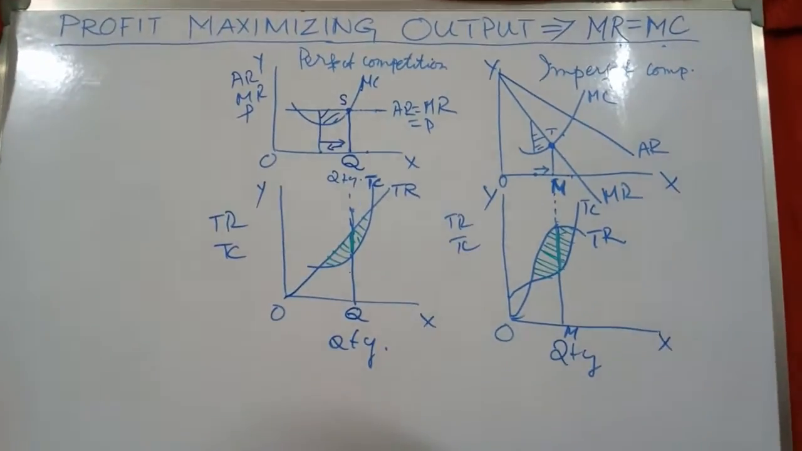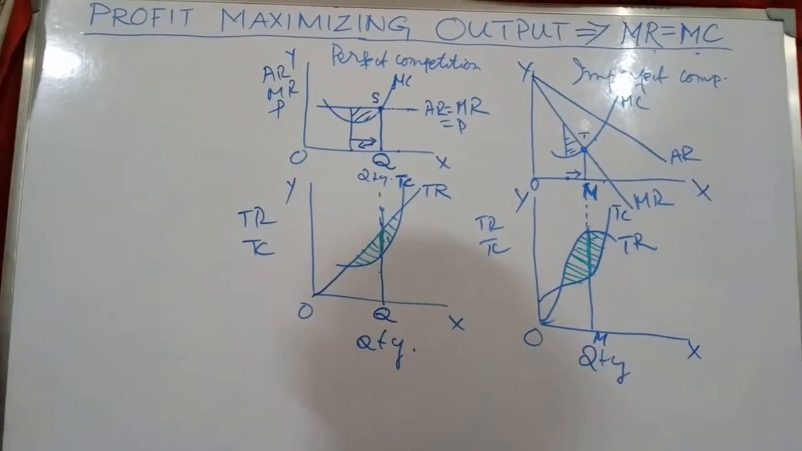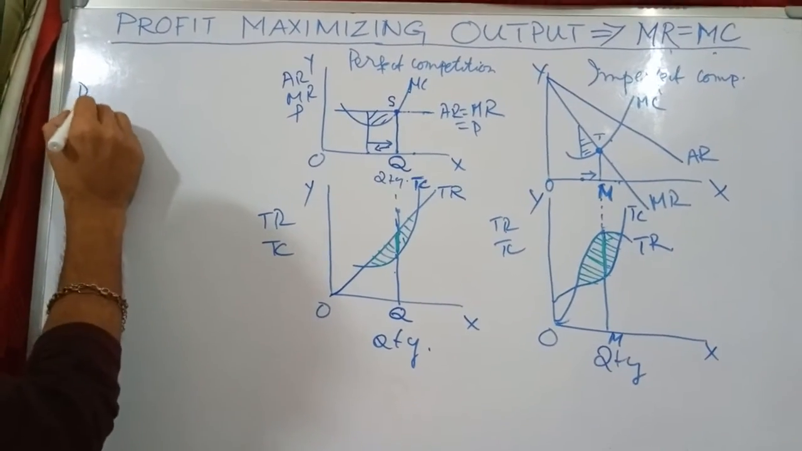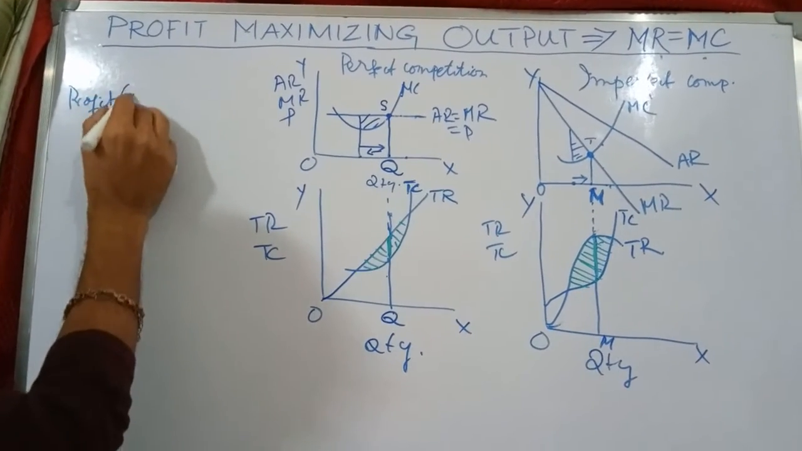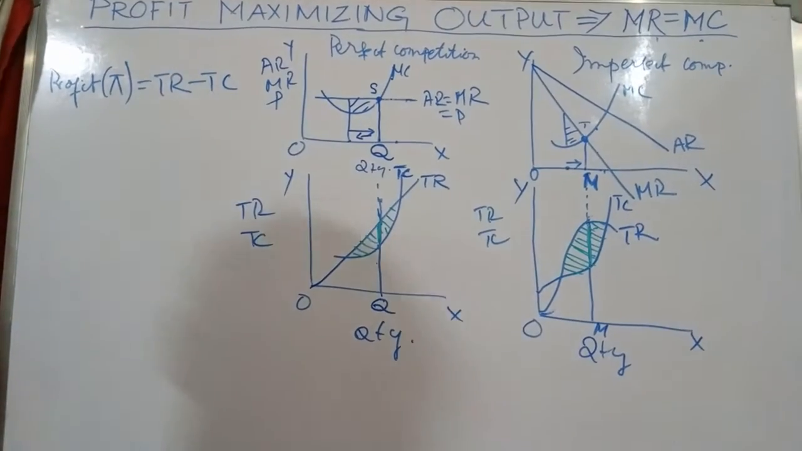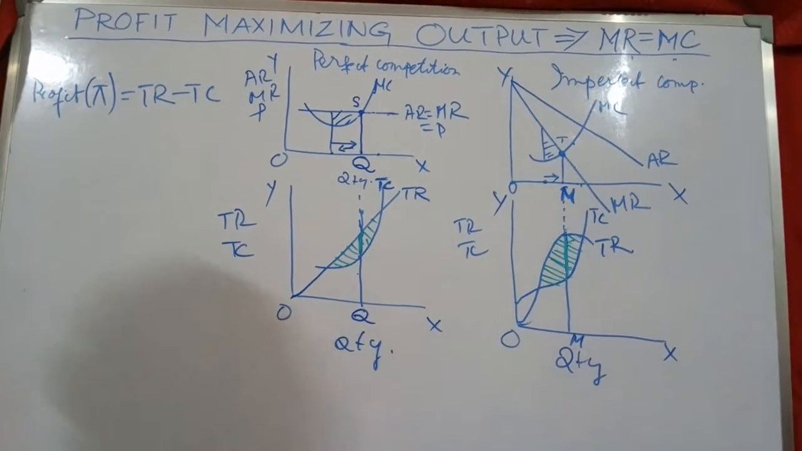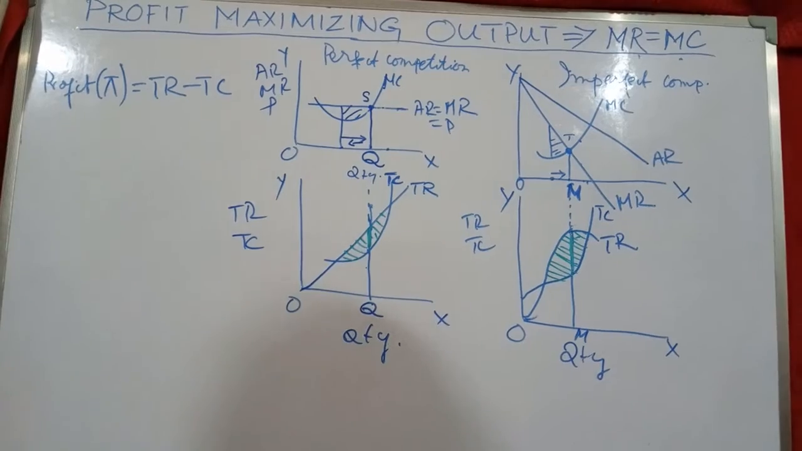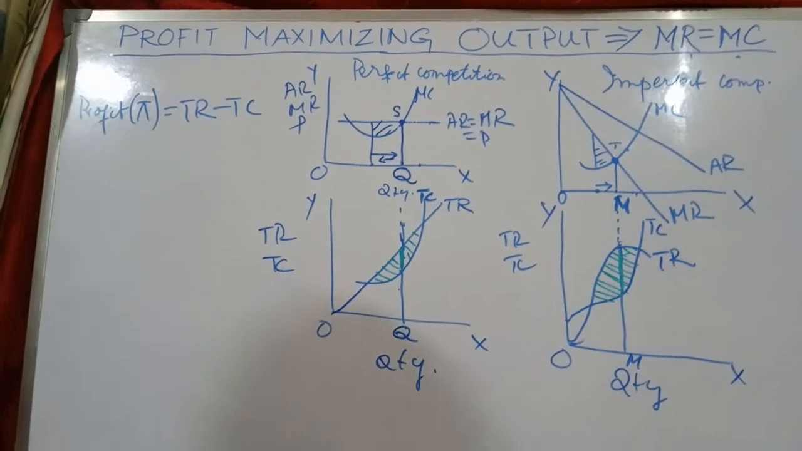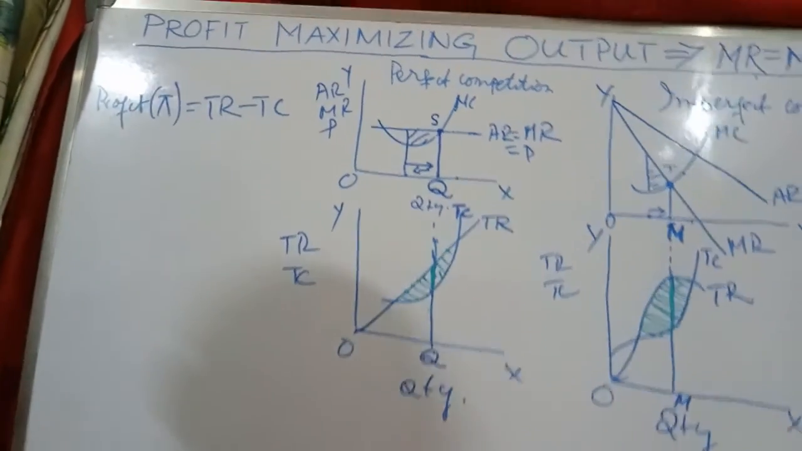Now we will use calculus to interpret this. Please watch carefully. Profit, this pi, is equal to total revenue minus total cost. Correct? At the maximum profit level, any change in quantity produced will not result in additional profit. That means the change in profit will be zero.